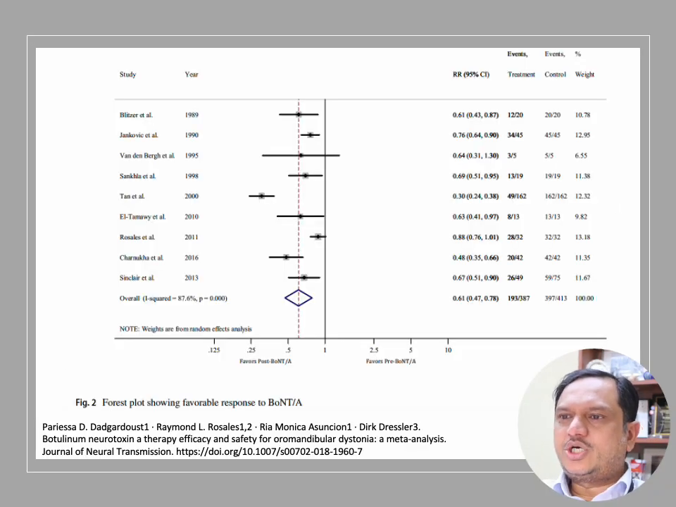So these are the trials. On this graph, you can see that the overall pooled analysis clearly favors botulinum toxin injection. Some of the individual studies also favor it, but not all of them. And there is variation in terms of benefit reported by these different studies.